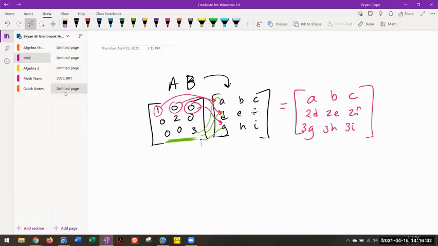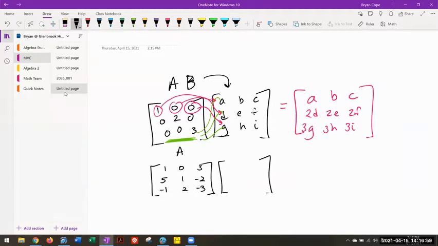Here, let me do a more concrete example. I think that would maybe help this a little bit. Okay, let's go with this. Let's go 1, 0, 3, 5, 1, -2, -1, 2, -3. There's going to be our left matrix A. Here's our right matrix B. Would you like letters or numbers? Letters, I think letters would help. You can't combine like terms. Right. A, B, C, D, E, F, G, H, I.